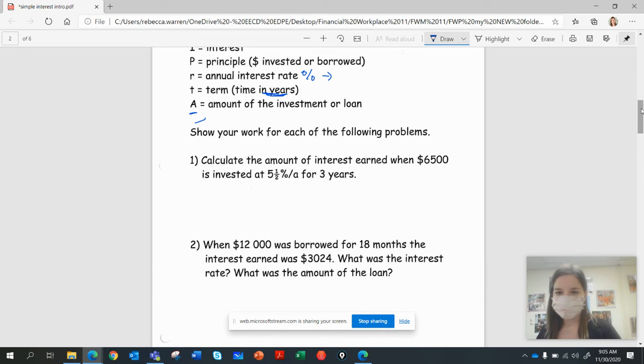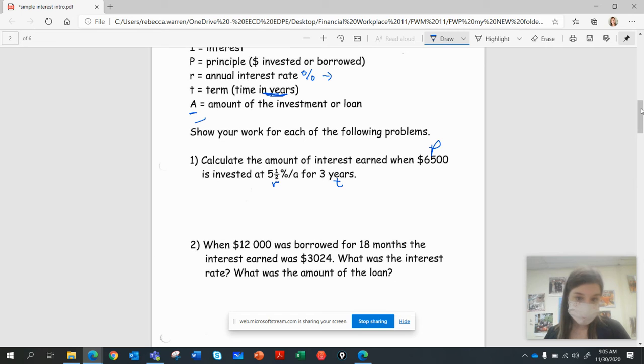Calculate the amount of interest earned when $6,500 is invested at 5.5% for 3 years. I'm going to use that triangle trick with this too, just so that you get in the habit. First thing we're going to do is identify what each of these numbers are. 6,500 is invested, so 6,500 is my principal amount. 5.5% is a percent, so it's obviously my rate. And 3 years, that's T. We are looking for the amount of interest. That's what they want us to find. We have P, R, and T.